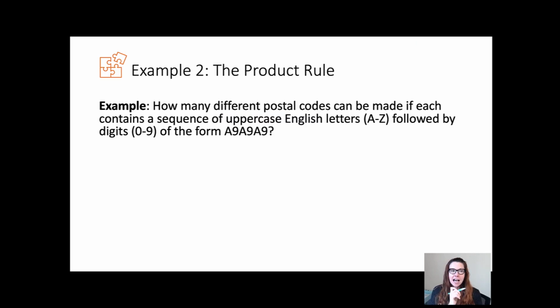And that is, how many different postal codes can be made? If each contains a sequence of uppercase English letters, so the A to Z, I'll give you a hint, there are 26. Followed by the digits 0 to 9 to form our postal code format. So it's going to be a letter, number, letter, number, letter, number.